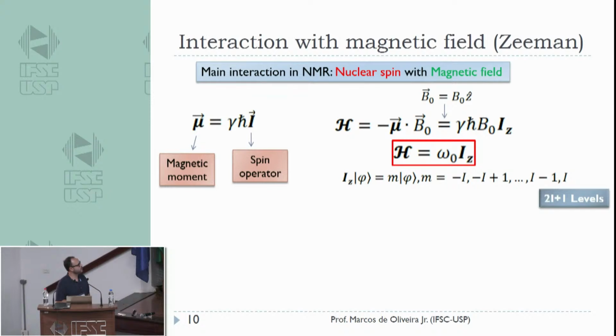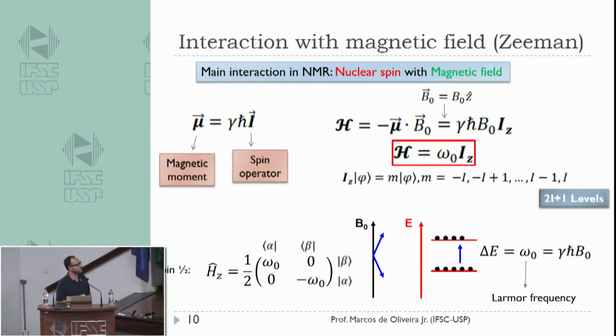The eigenvalues of this operator cannot have any value, but they are limited to the spin quantum number, so -I, -I+1, and so on. So we would have 2I plus 1 levels in this quantum system. If we go to the easiest system, that's the spin 1/2, the first periodic table I showed there, then we have m assuming values that are minus 1/2 and plus 1/2, just as in the case of the electron. Then things get easier. We can translate this Hamiltonian to matricial form.